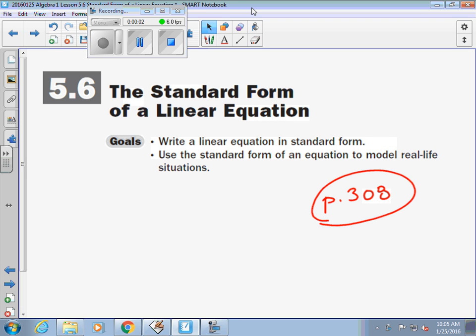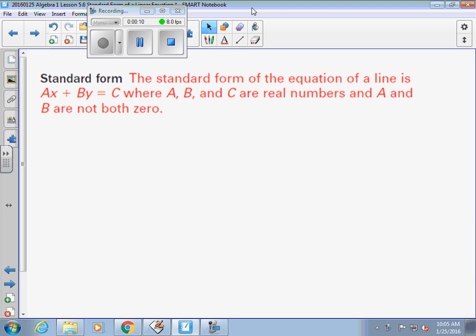This is Algebra 1, Lesson 5.6, the standard form of a linear equation. Our goals are to write equations in standard form and use them to model real-life situations, beginning on page 308. One definition to begin: what is standard form? Ax plus By is equal to C.